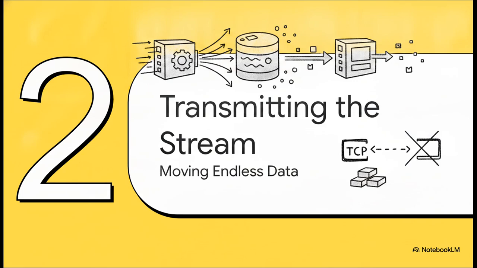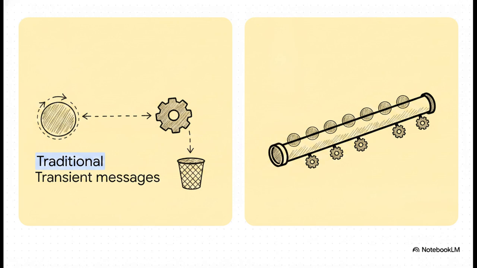Moving right along to part 2, transmitting the event stream. So if we have all these producers firing off events, how do we get this data from point A to point B without losing it, especially when producers are blasting out data way faster than consumers can handle? We solve this with message brokers.